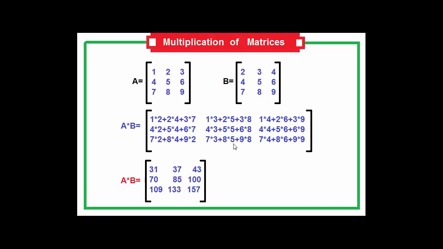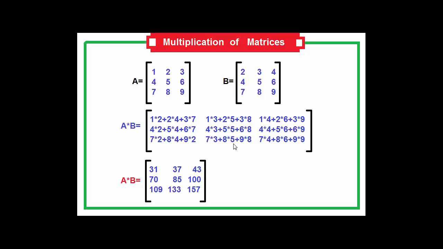After that, we will multiply and add the first row of matrix A, that is 1, 2, 3, with the third column of matrix B, that is 4, 5 and 9. So the expression will be 1 into 4 plus 2 into 6 plus 3 into 9 to form the third element of result matrix, that is 43.